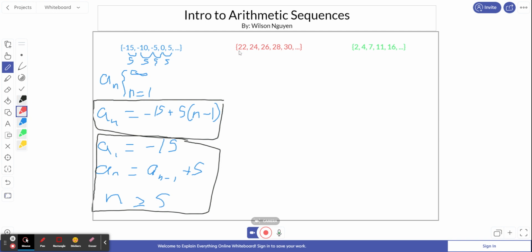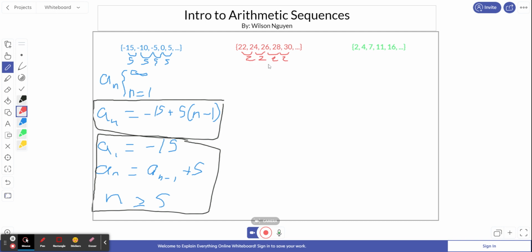Next, we do the same for the second sequence. We can see that we were adding 2: 22 to 24, 24 to 26, 26 to 28, and adding 2 again for 28 to 30. Because we were adding 2, a fixed number, this sequence is an arithmetic sequence.